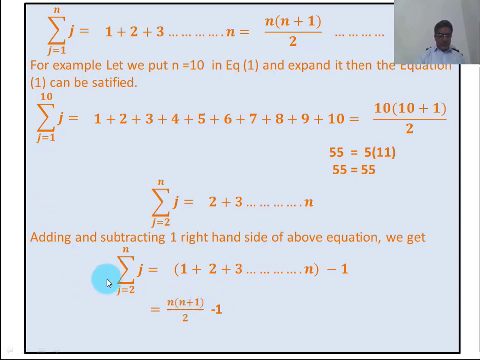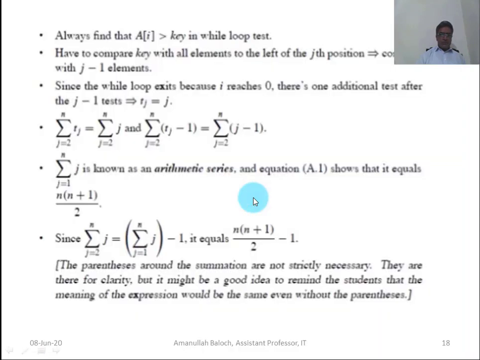So sigma j is equal to 2 to n, j will become this one, because this is not starting from 1, so we will write like this. If j starts from j is equal to 1 to n, then the series becomes this general form. So this was the conversion, that is sigma j is equal to 2 to n j becomes n into n plus 1 divided by 2 minus 1. We have proved this in the previous slide.